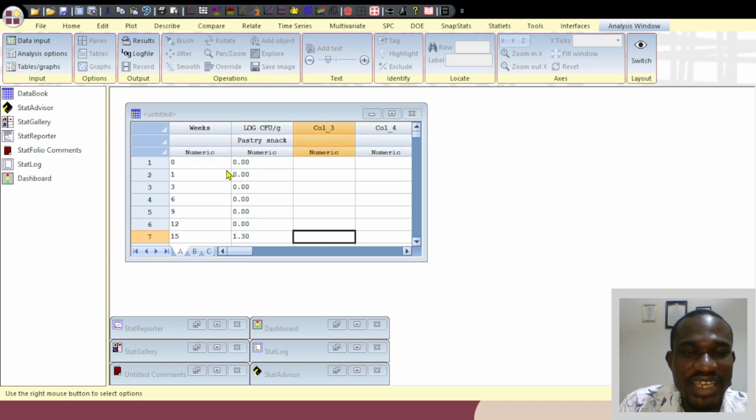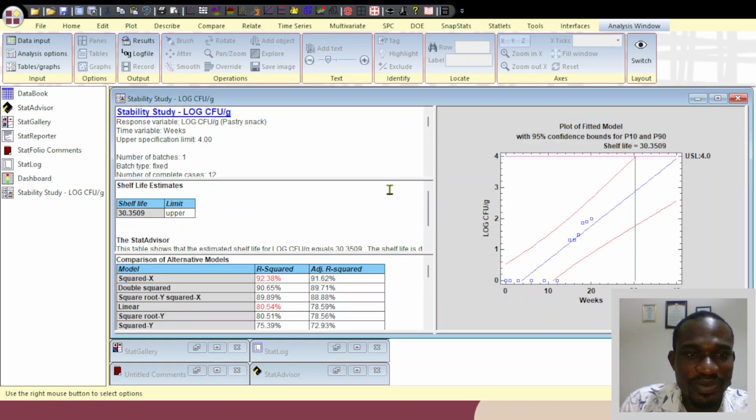Go to OK. So it's asking you the kind of tables you want and the kind of graphs you want. So I need the analysis summary. I need the shelf life estimate. I don't want to worry my head in finding what the shelf life actually is, so it just gives me an estimation. Then this is very important: comparison to alternative models. It's going to give you a shelf life plot. You can choose any of these if you are interested in them, but the comparison with alternative models is very important, and I'll explain that very soon.